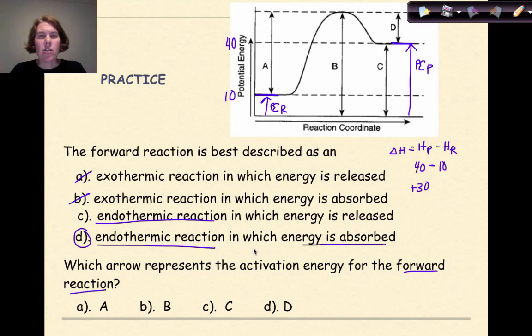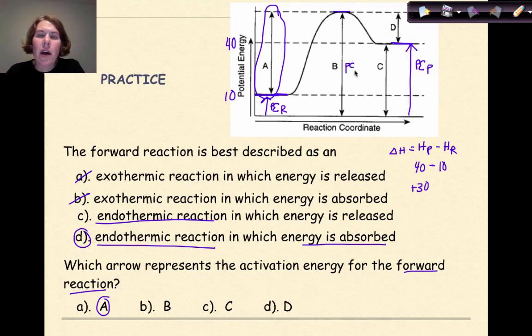So remember, activation energy is the amount of energy needed to get the reactants up to the activated complex. So that means potential energy of the reactants is right here. So this is my activation energy, the amount of energy needed to get from this area right here to the top of the area right here. So my answer would be A.